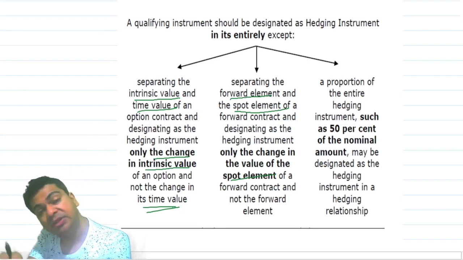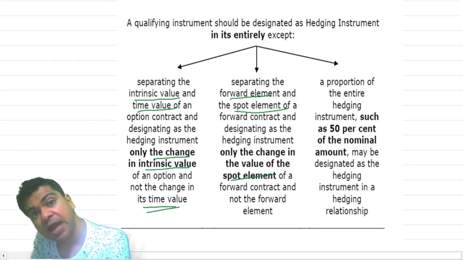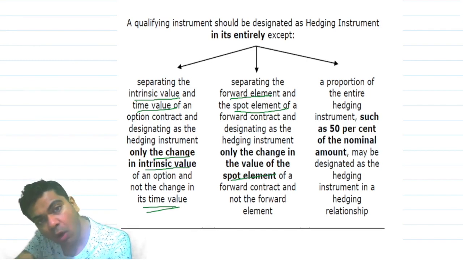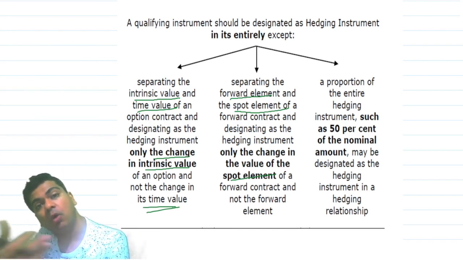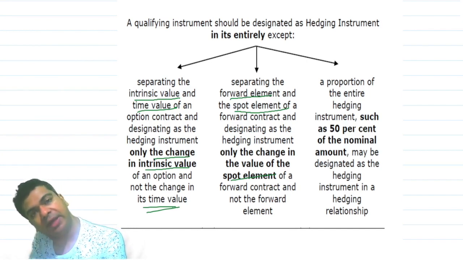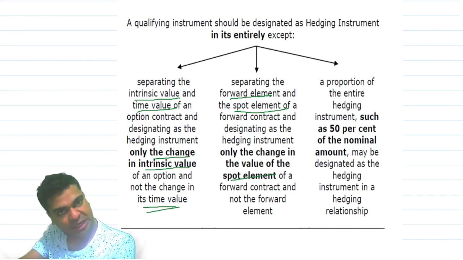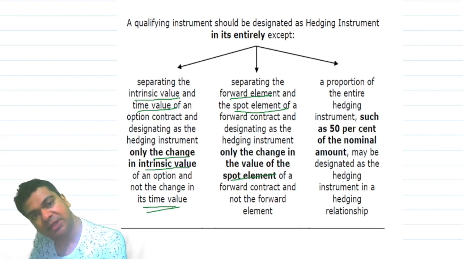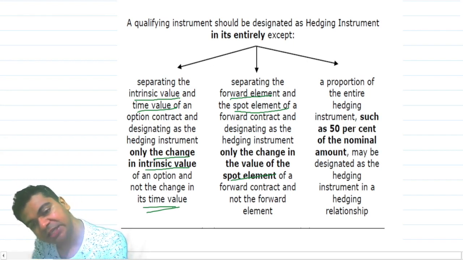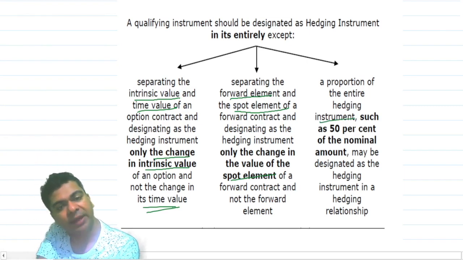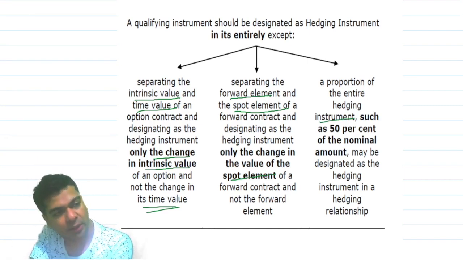So I am worried about these 500 shares because I have a written option. I am taking risk over here. And in order to manage that particular risk, I am buying shares, but I am buying double the quantity. So I can say over here that only 50% of the shares purchased by me will work as the hedging instrument. So a certain proportion of the entire hedging instrument can also be designated as a hedging instrument.